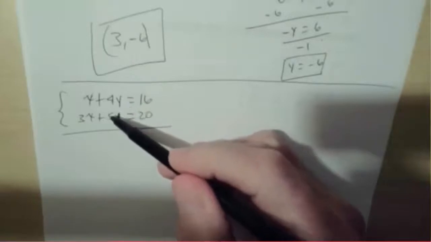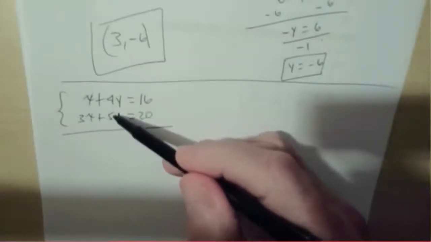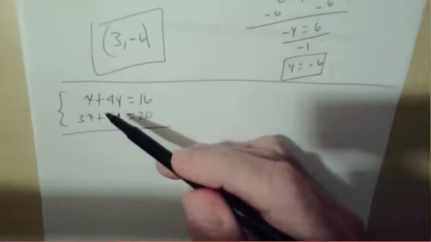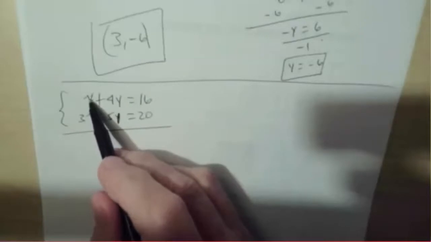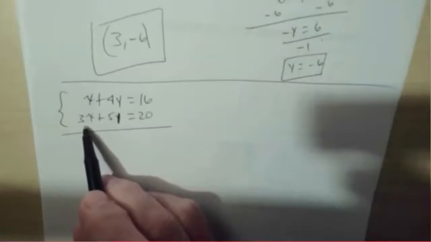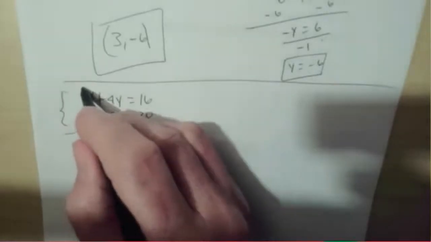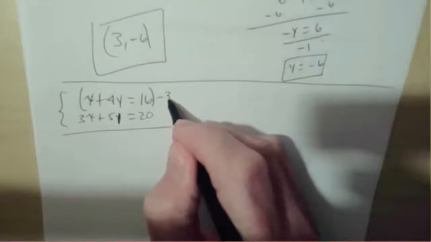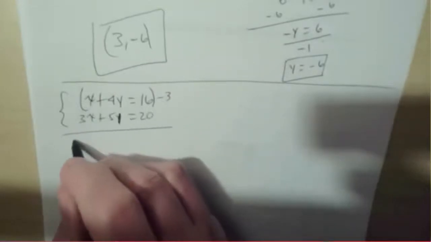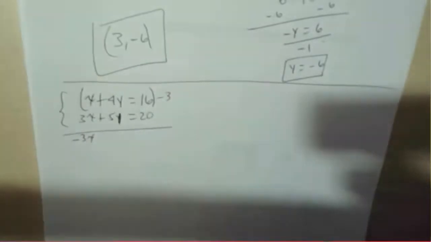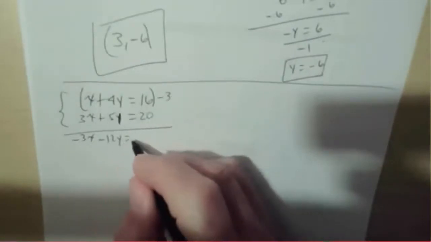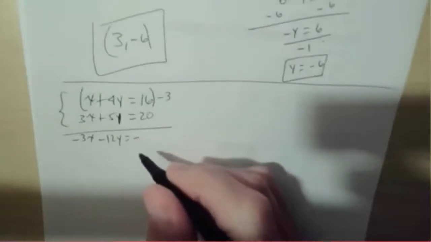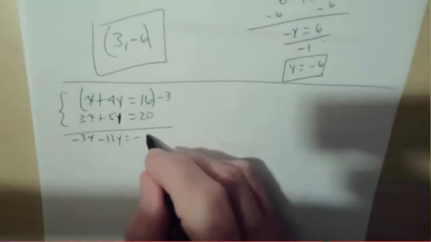Okay. 4 and 5 are not factors of each other, so let's not change that one. Could if we wanted, but let's make this easy. Now, what can we multiply x by to get it to be the opposite of 3x? We can multiply this by negative 3. Negative 3 times x is negative 3x. Negative 3 times 4 is negative 12y equals negative 48, I think.